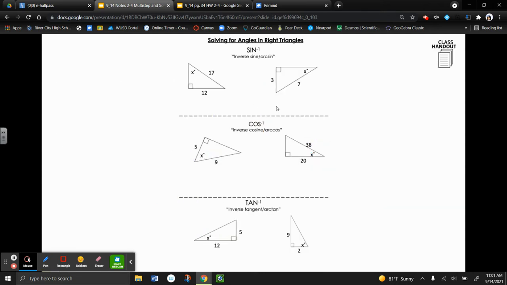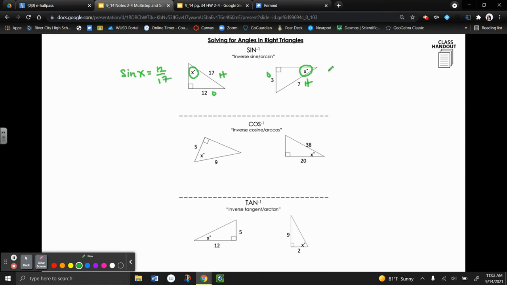Okay, so in order to solve for angles in right triangles, we can use what's called the inverse trig function. So in terms of how we set up these problems, it's the same way. We're still going to circle our reference angle, and we're going to label our sides. This is O and this is H. And we're still going to set it up the same way. So this is going to be sine x equals opposite over hypotenuse.